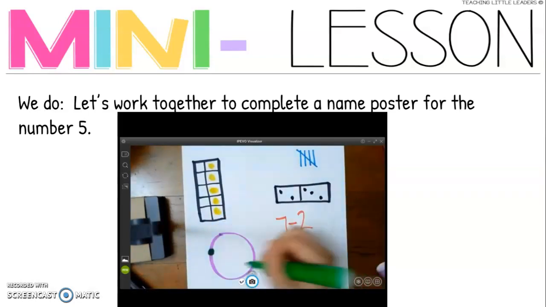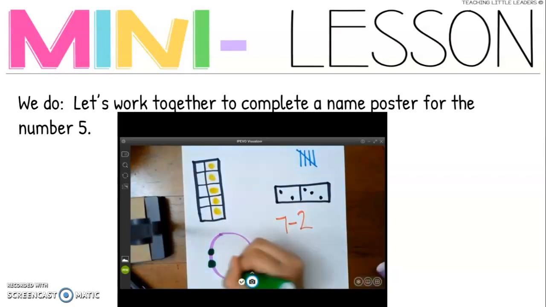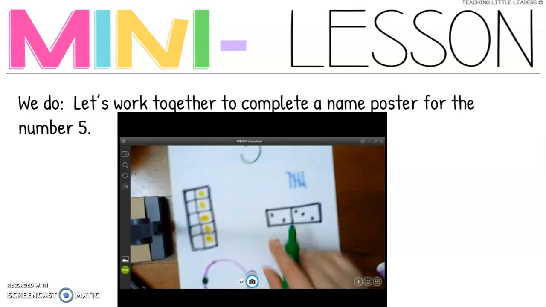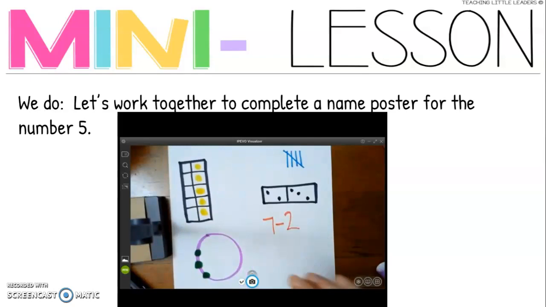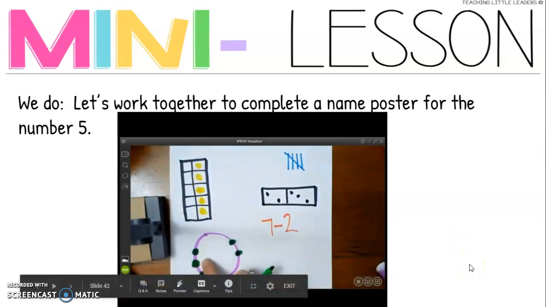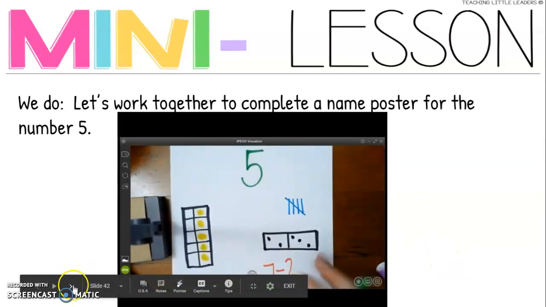1, 2, 3. If I have 3 beads on this side, how many beads do I need over here to make my number 5? Stop and think. Good job. I need 2 beads on this side. Let's count and make sure we have 5 beads all together. 1, 2, 3, 4, 5. Good job, boys and girls. Thanks for joining me on our We Do.